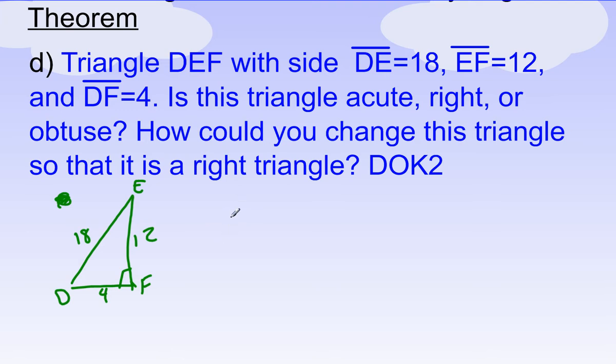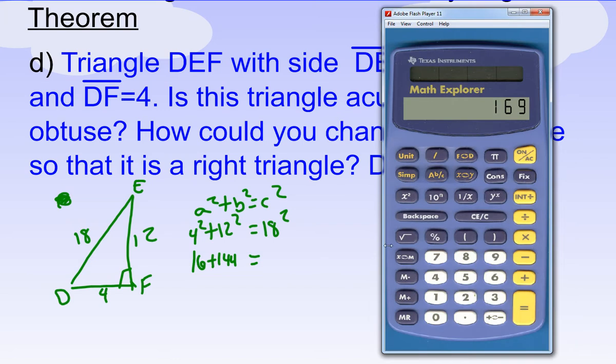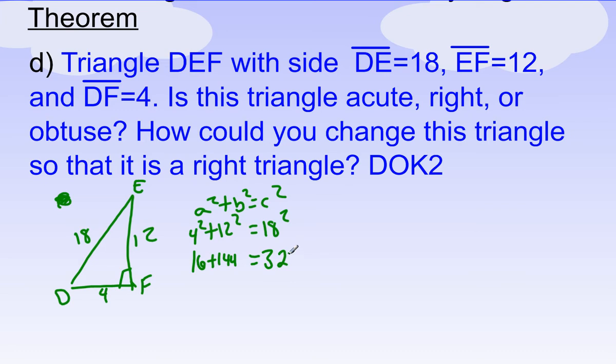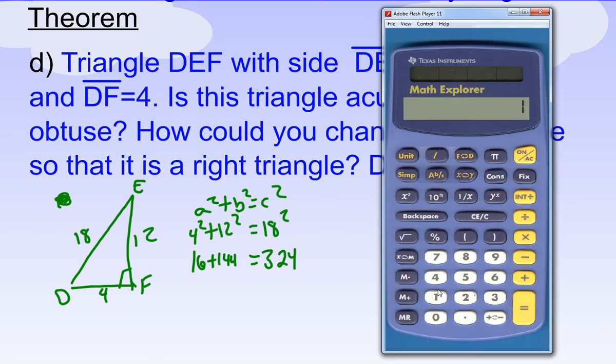So I want to know, is this right, acute, or obtuse? So I'm going to use my Pythagorean theorem. Now, you didn't have to draw a picture, but I'm a huge fan. The longest side is your hypotenuse. 18 squared is here. The other two just fill in A and B. 4 squared plus 12 squared gives me 16 plus 144 equals. 18 squared is 324. Let's just add the 16 and the 144. Gives me 160.